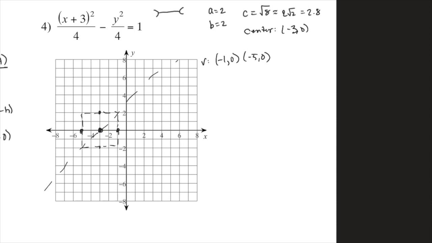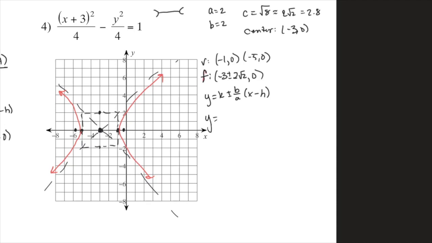Asymptotes go like this. The graph is going to go like this. Got to get my foci in there. There we go. The foci is 2.8, so I'm going to go out 1, 2, and .8 here. I'm going to go back and .8 there. So in this case, it's going to be -3 plus or minus 2 square roots of 2, 0 are my foci.